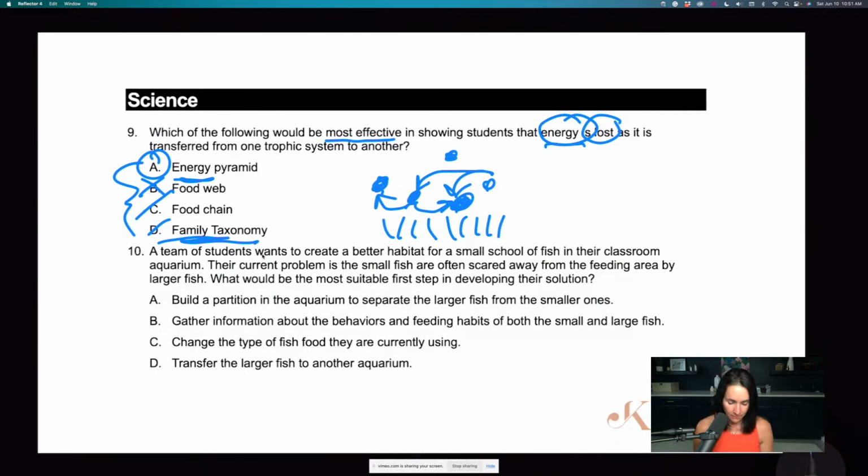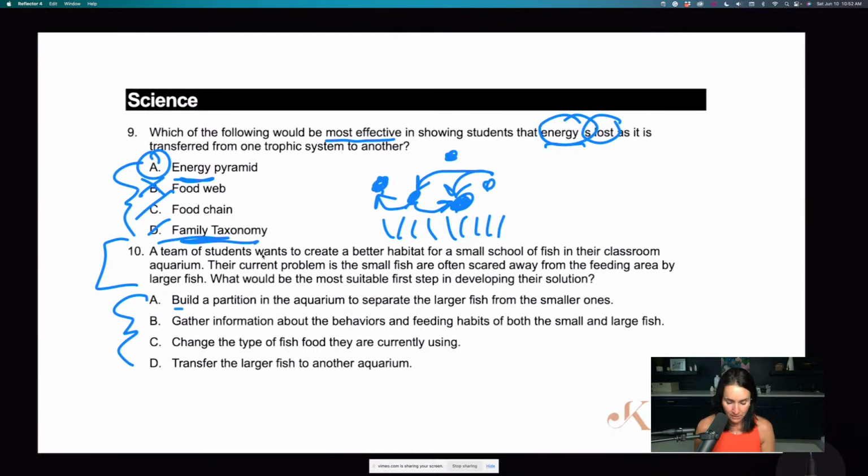All right, let's have a look at number 10. Now, this is a teaching scenario question in science, and you're going to get this on the exam. Let's go ahead and have a look at the answer choices. A, build a partition in the aquarium to separate the larger fish from the smaller ones. Right away, I can see that the kids are doing something. They are doing some sort of an experiment. I need to pay attention to some nuances here.